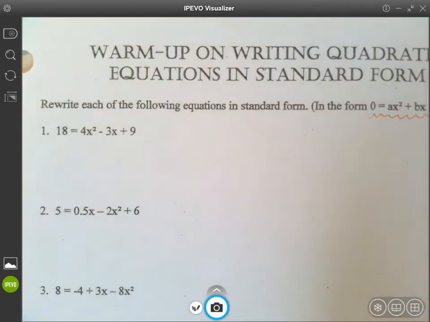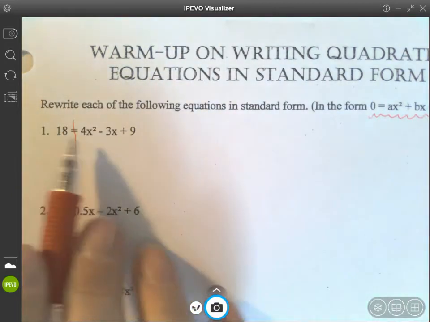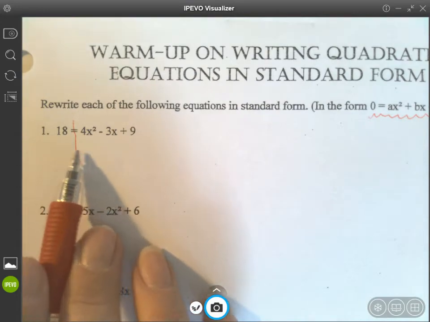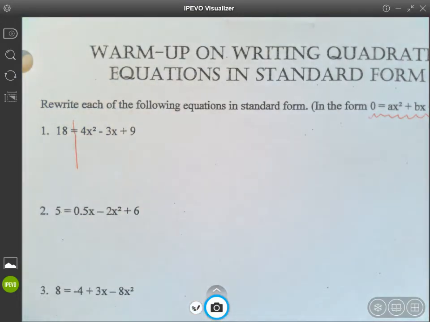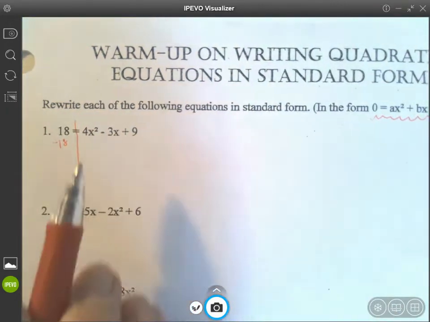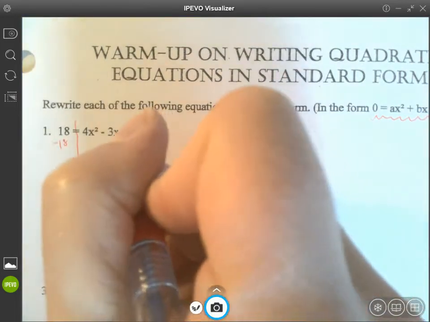All right, so I'm looking at this first one. I'm going to draw my little line here. There's nothing to do on the left, nothing to do on the right. But I do want to bring this 18 across by doing what? Subtracting it. So subtract the 18. But what should it pair up with? The 4x squared, the negative 3x, or the 9? It should pair up with the 9.